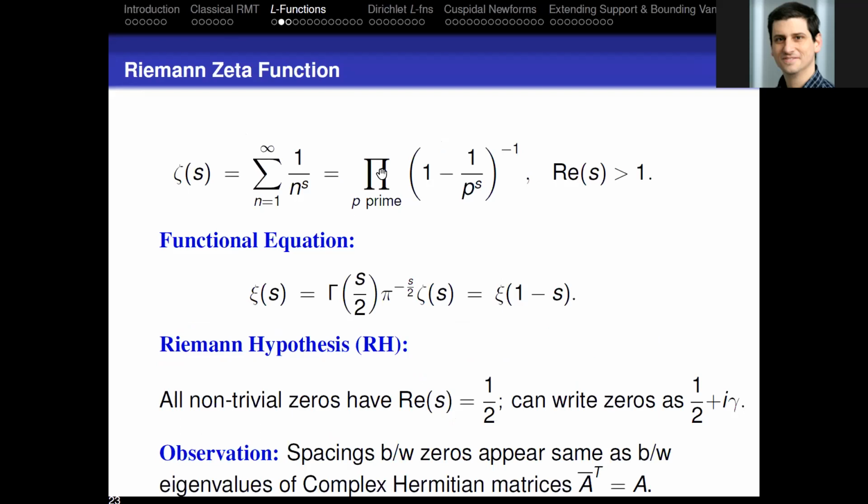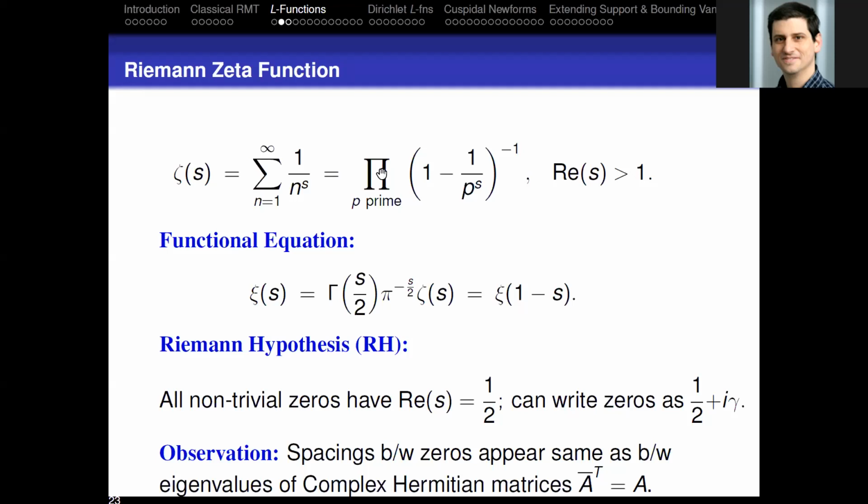So hopefully everybody has seen the Riemann zeta function. It's defined as the sum of 1 over n to the s if the real part of s is greater than 1. And by the fundamental theorem of arithmetic, this is the same as the product over primes of (1 minus 1 over p to the s) inverse. It has a functional equation relating its values at s to 1 minus s. And we believe it satisfies the Riemann hypothesis that all the non-trivial zeros, all the zeros in the critical strip, real part of s between 0 and 1, have real part 1/2. That means we can write them as 1/2 plus i gamma, which means we can order the zeros.